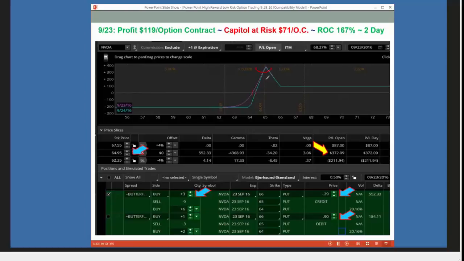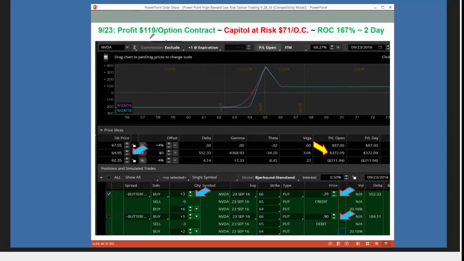So as it sits there, the closer it gets to expiration, see that purple line? That's the actual option, what it's doing. So all the time value is being stripped out. All the implied volatility is being stripped out. Everything goes to zero. So at the end of the day, when it expired, this sucker had $119 profit.